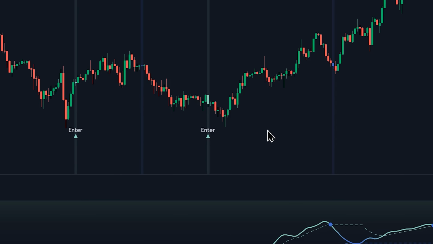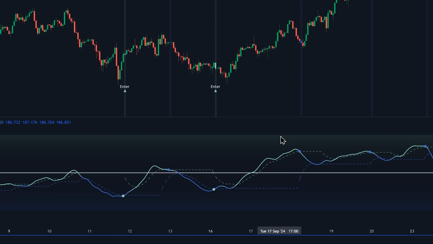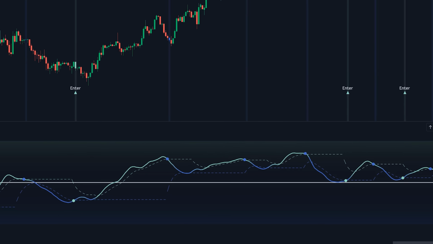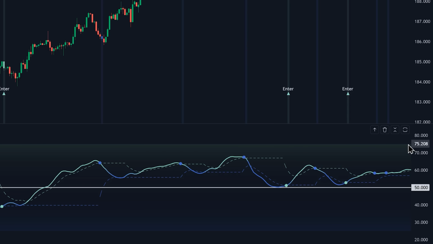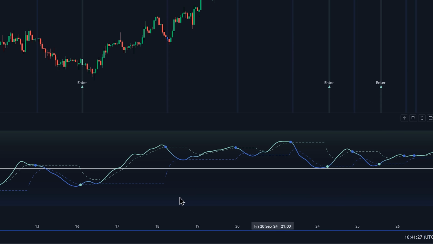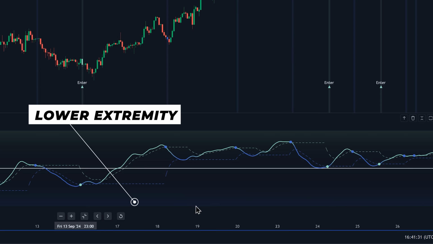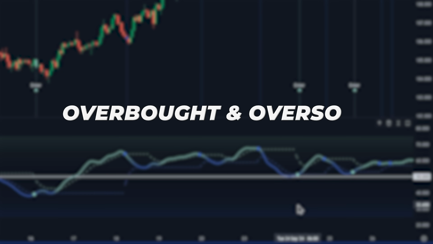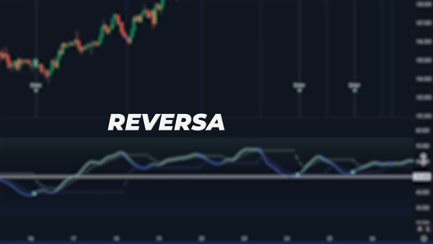This indicator also has extremity levels. The upper extremity is marked by this teal upper level, located at the 75 point on this indicator scale. The lower extremity level is going to be marked by this blue lower level, which is located at the 25 mark on this indicator scale. These levels can be used as overbought and oversold levels, which may signal reversal areas.